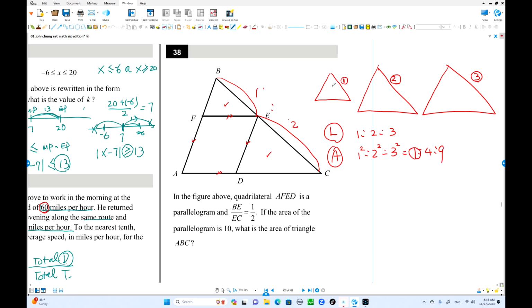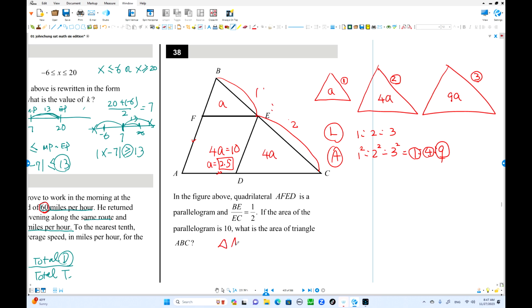If the smallest area is A, the second area is 4A. The largest area is 9A. That's the area. This is A. This is 4A. The whole thing is 9A. When you take off this 5A from 9A, this is 4A, right? Now the total is 9A. But this 4A equals 10, isn't it? So what is the value of A? A equals 2.5, okay?